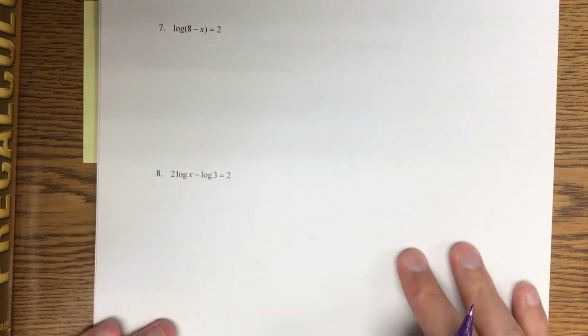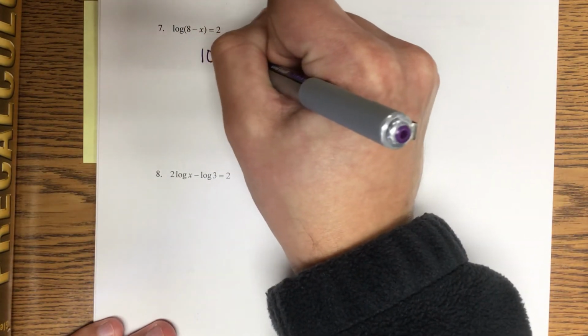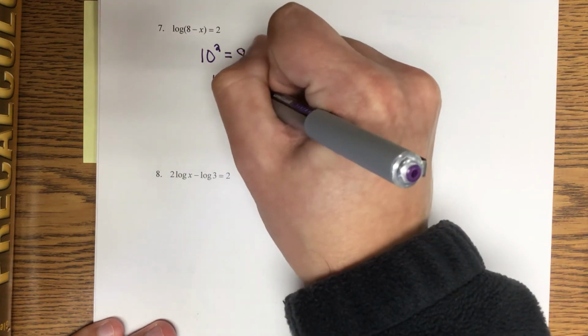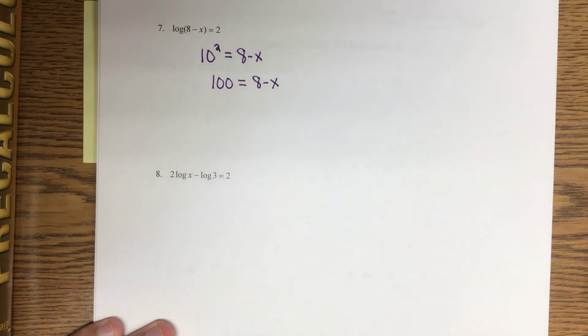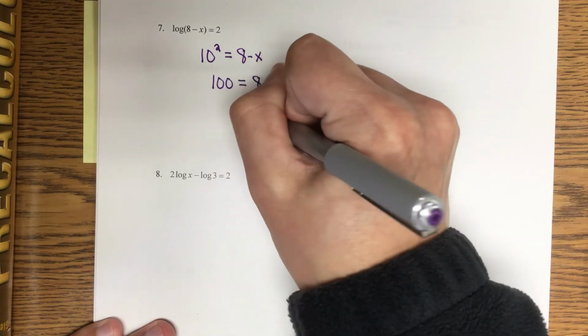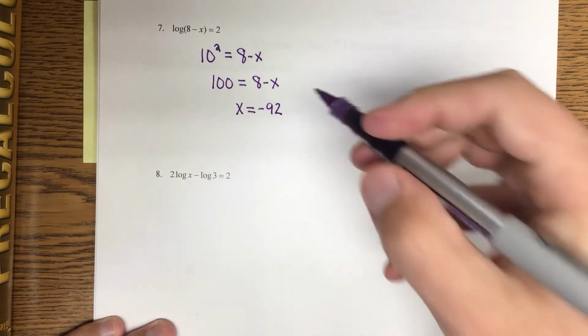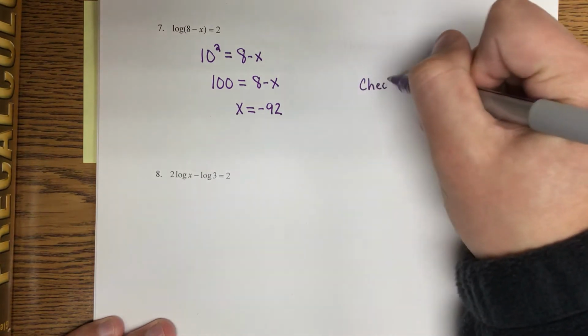So I've got 3 more actually. Number 7, the base is 10. The power is 2. Set that equal to 8 minus x. Solve for x. So I have 100 is equal to 8 minus x. You solve that for x, you get negative 92, which you might be thinking, uh-oh, there's a negative number. This one might not check. Well, plug it back in, see what happens.